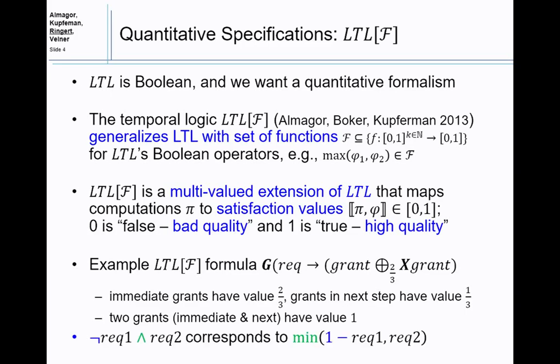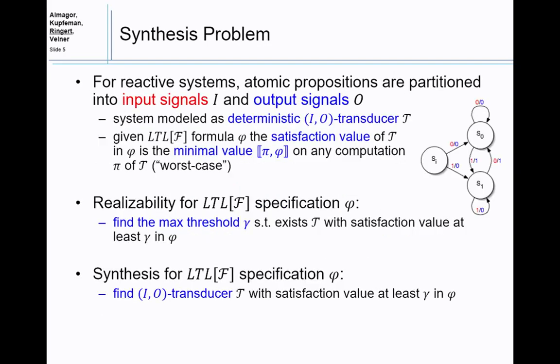And another example, so here we have something like negation. Now negation is a function, and we can define it as 1 minus the value of the formula that we negated. And conjunction could be defined as the minimum. So these are not fixed, but with these interpretations, you would basically also get regular LTL by picking the right formulas.